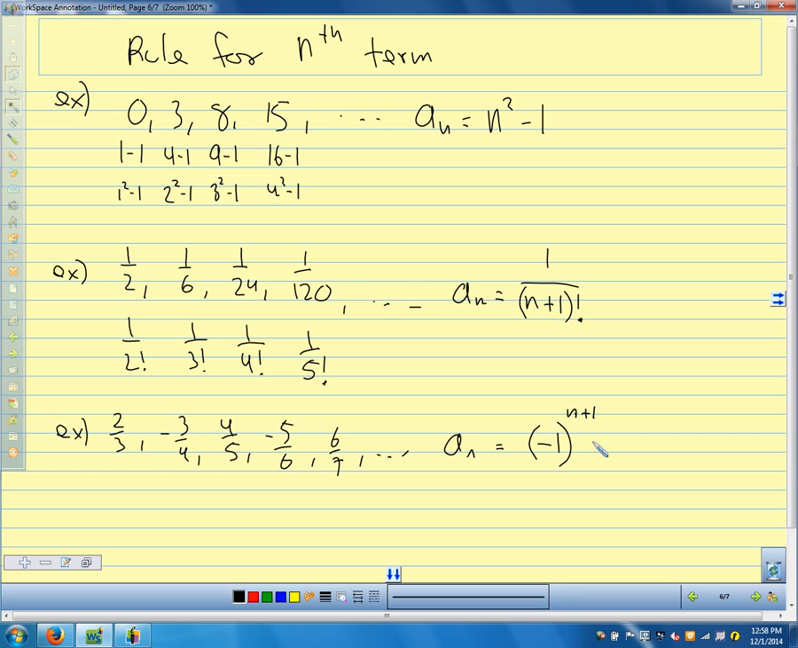Okay? And how about these numbers in the numerator? 2, 3, 4, 5, 6. How are those related to the n, the term number? n plus 1. Looks good to me. And in the bottom, 3, 4, 5, 6, 7. n plus 2. So that would be my rule for that sequence. And I had to do the n plus 1 because the first term was positive rather than negative. So I wanted it to alternate, but I wanted to start with a positive.